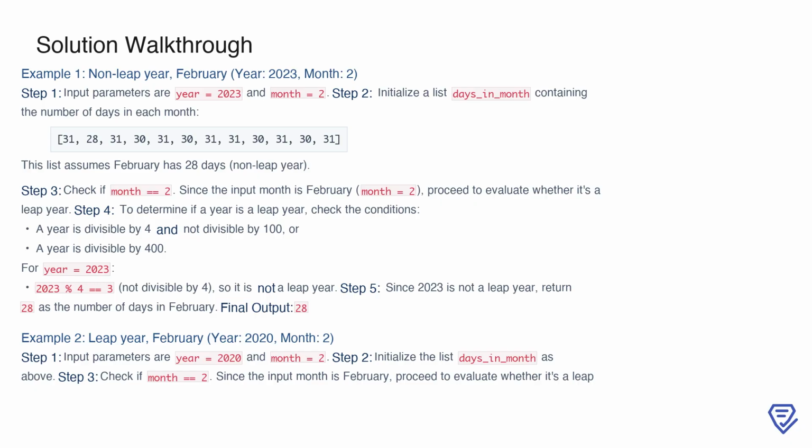For a year to be classified as a leap year, it must either be divisible by 4 and not divisible by 100, or it must be divisible by 400. In this case, 2023 is not divisible by 4, meaning it does not meet the criteria for a leap year. As a result, February in 2023 has 28 days, which we return as the final output.